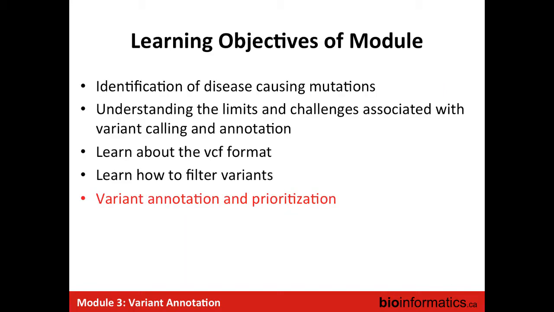So I'm coming towards the end now of what I wanted to present before we get into the practical of actually doing all of that. Now, variant annotation and prioritization. So far all we've done is map the reads, call the variants, clean them up, and rank them in terms of how likely they're good based on various properties such as the number of reads and so on. But now the other key step is to annotate and prioritize them.